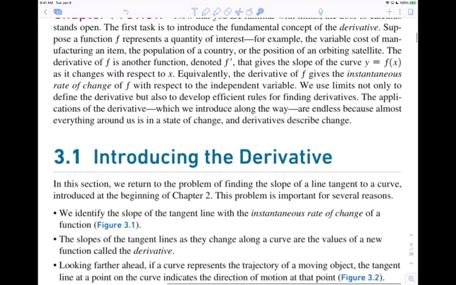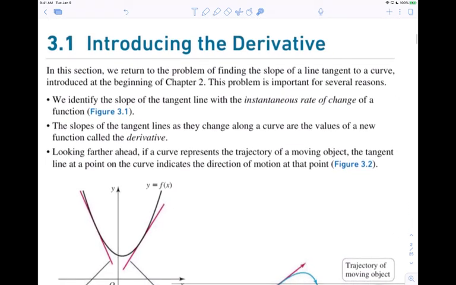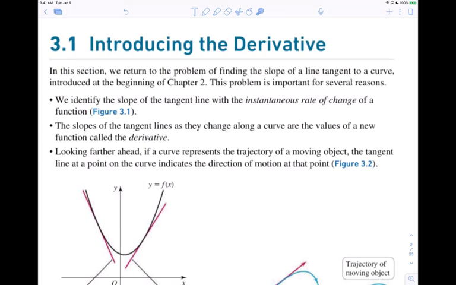Okay. So we're going to start with section 3.1, introducing the derivative. In this section, we return to the problem of finding the slope of a tangent line to a curve introduced at the beginning of chapter 2. This problem is important for several reasons. We identify the slope of the tangent line with the instantaneous rate of change of a function.